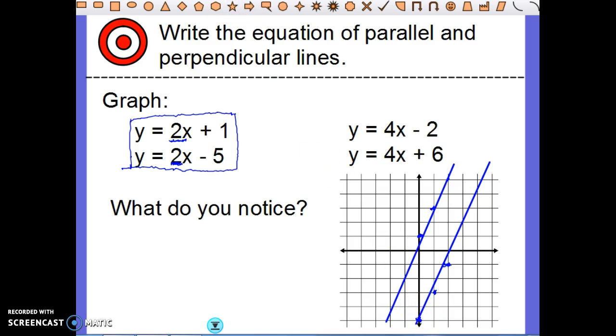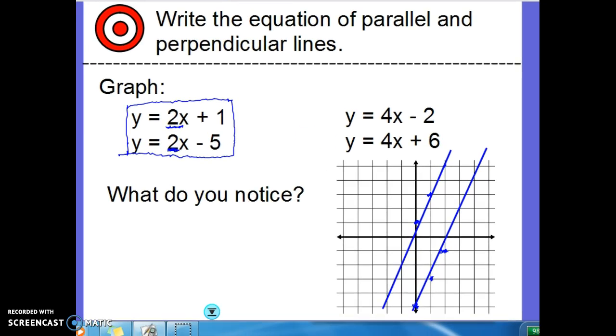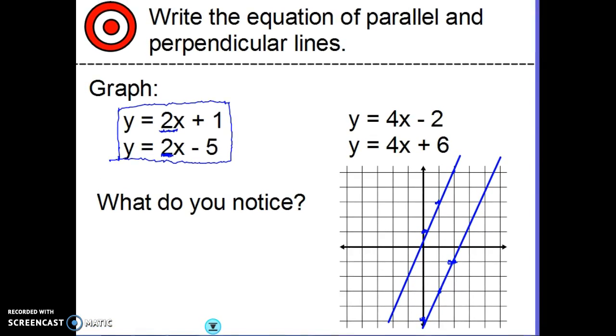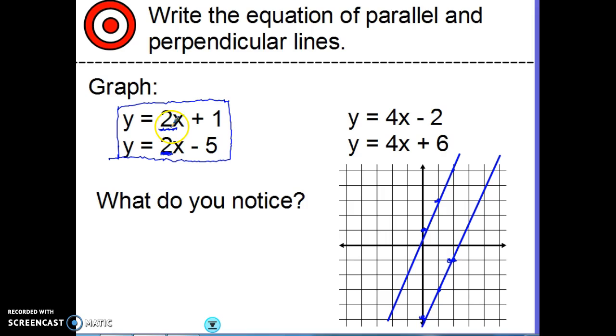There we go. So looking at these two lines, what do you notice about them? Very good. You should have noticed that they are indeed parallel to each other. And it kind of makes sense, because if you think about it, slope determines the angle at which the line's going to go. So if two lines are going at the same angle, then they should be parallel to each other.